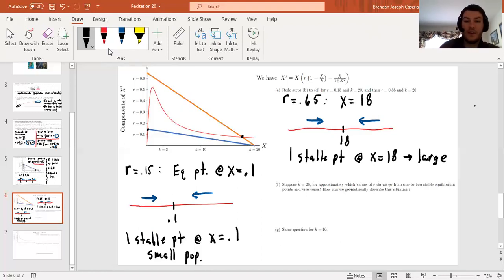Okay. So suppose k equals 20. For approximately which values of r do we go from 1 to 2 stable equilibrium points and vice versa? How can we geometrically describe this situation? Well, it seems that for pretty much any value of r, given k equals 20, we're going to run into this curve at least once. What we're being asked is, when are we going to run into this thing more than once?